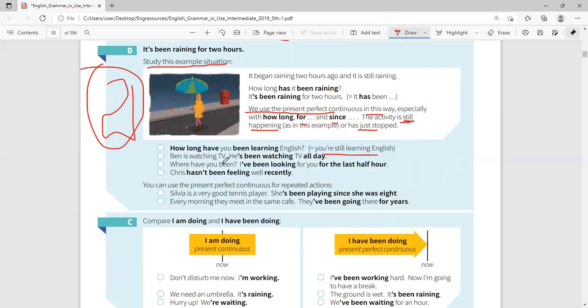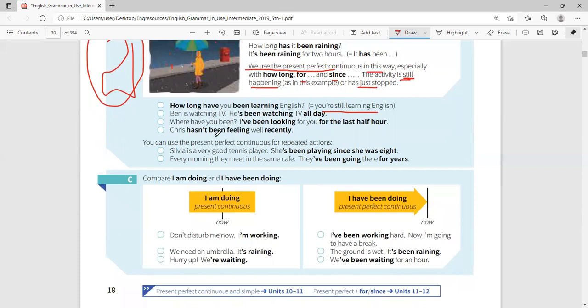Ben is watching TV. He has been watching TV all day. My question is, has he finished? Not yet. Where have you been? I have been looking for you for the last hour. My question is, will this action continue? No, because they have met.